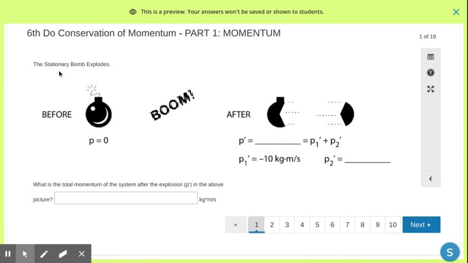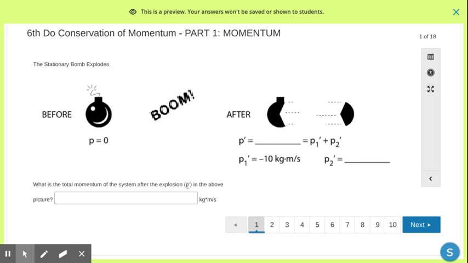And it says we have a stationary bomb that explodes. So the whole idea here in all of these is that momentum is conserved. That is, if there's no outside forces on our system, which just means our collection of objects, then the momentum of that system can't change. So since it's stationary, you can see right here that it has no momentum beforehand. That means afterwards, the system can have no momentum. It can't change. So the first question says, what is the total momentum of the system after the explosion?